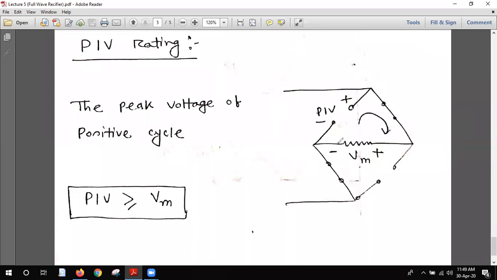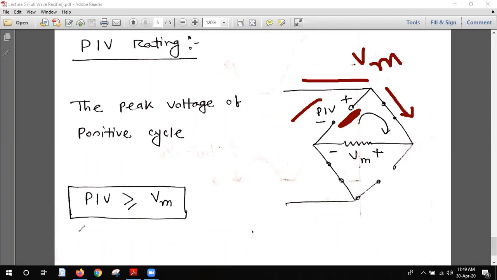The maximum reverse voltage. Okay, so basically, when the positive cycle starts to flow, this diode is forward bias, this diode is reverse bias. The whole voltage is applied across this diode. So the maximum voltage the diode feels is the peak voltage Vm. So the positive peak voltage is the PIV rating.